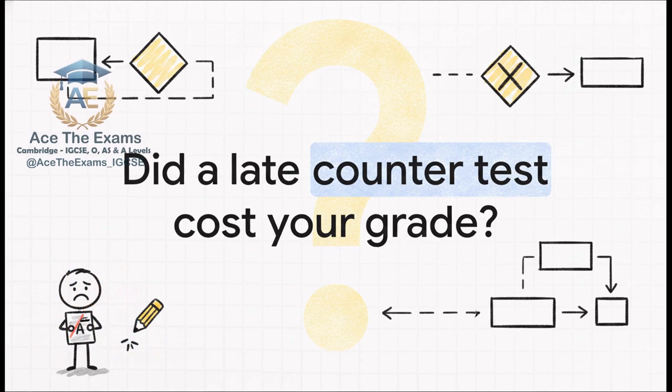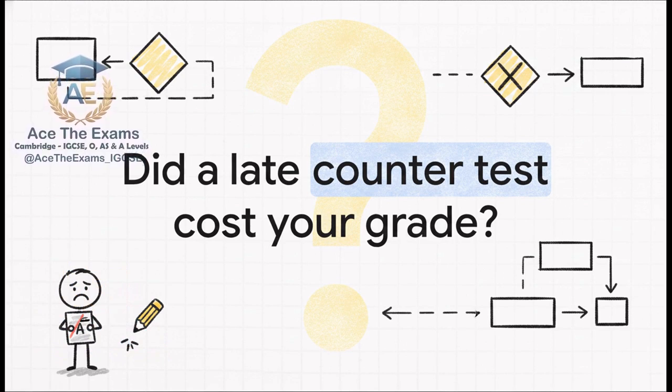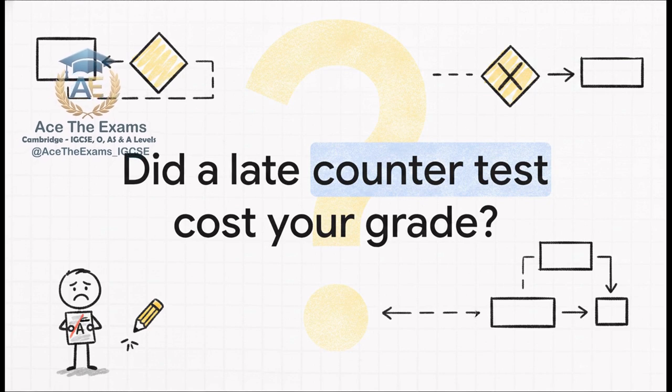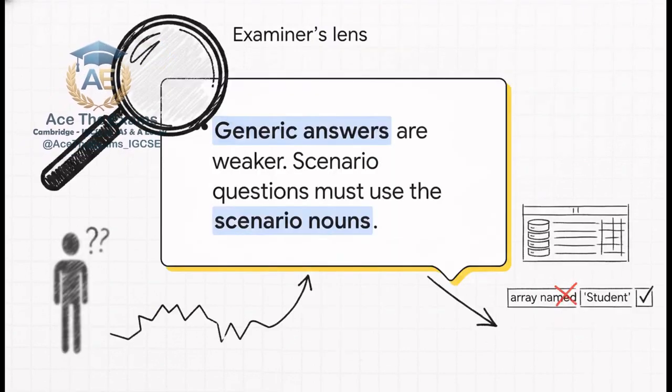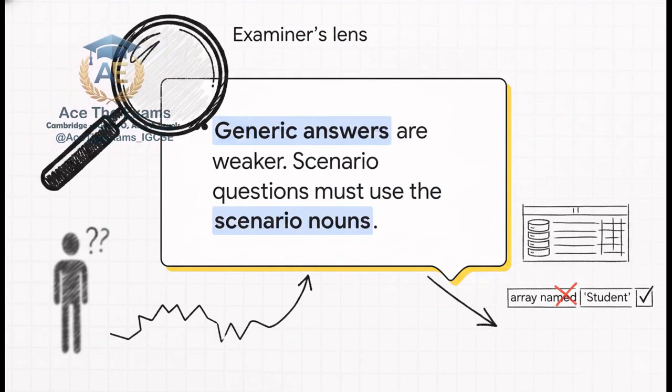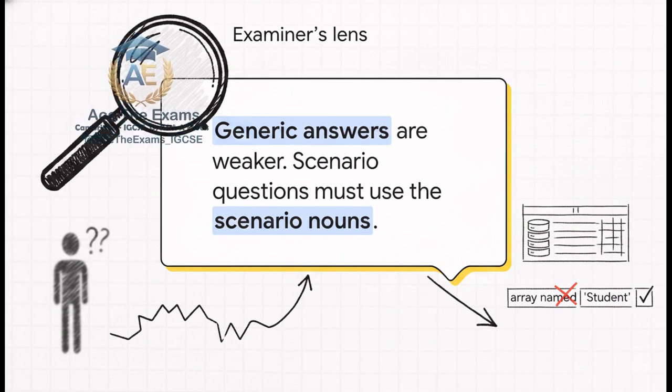It's this incredibly painful classic exam mistake. Testing the loop counter at the wrong time literally ruins the logic of your whole algorithm, and it just bleeds precious marks. And honestly, it gets even deeper than that. The examiner's lens for this syllabus is incredibly strict. Check out this rule. Generic answers are weaker. Scenario questions must use the scenario nouns and constraints.